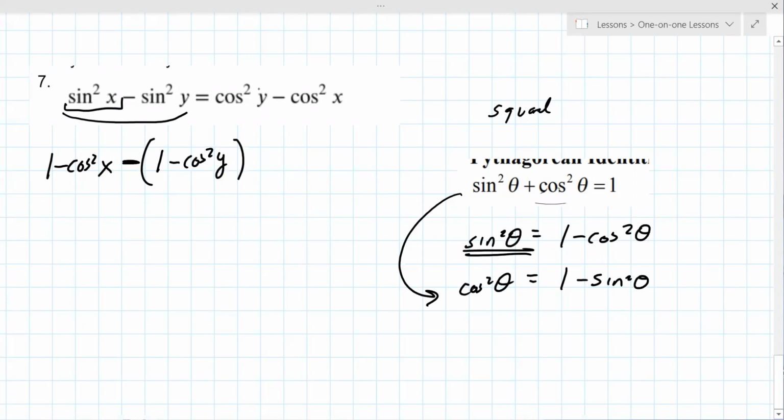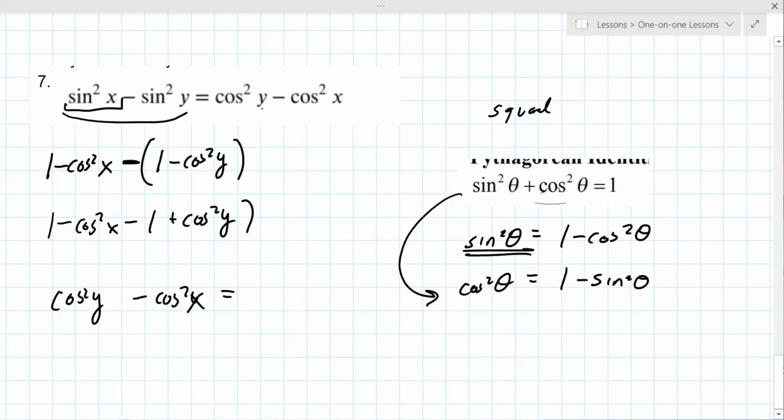Okay, so the game here is you generally only touch one side, and you want to make the left look like the right. So what do we do? Well, we can at least distribute this negative. So that's a 0 on the left. Now it's just negative cosine squared x plus cosine squared y. Put that one first, cosine squared y minus cosine squared x, because they cancel, and then you're done. When the left side looks like the right side, you're done.